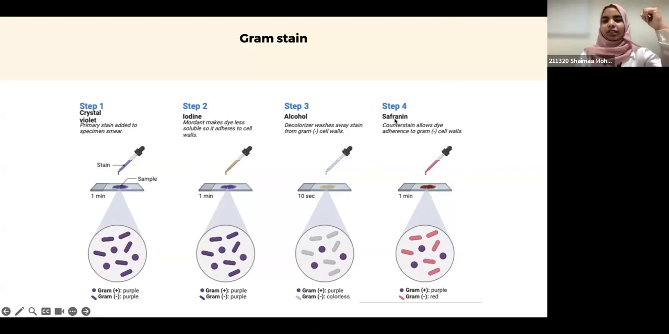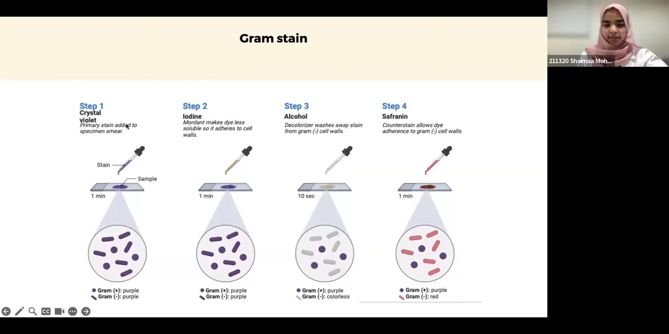Safranine, just like saffron, is red, so you're going to add the safranine, and whatever wasn't stained by crystal violet, which is gram negative, is now going to stain with safranine, and it's going to be red or pink. The more accurate one is pink. So gram negative will end up being pink, and gram positive will end up being purple, okay? So these are the steps of gram staining.